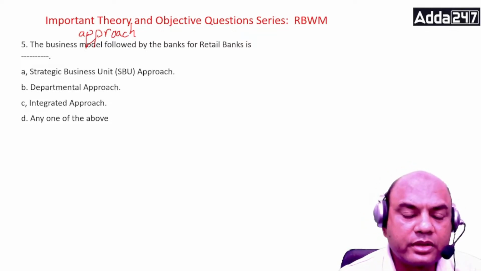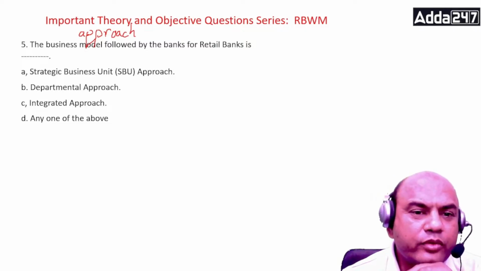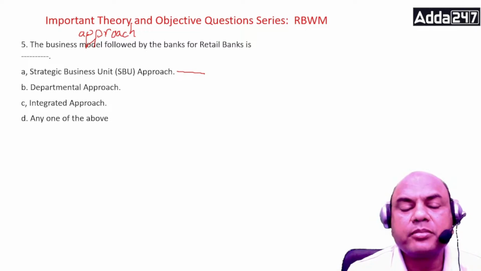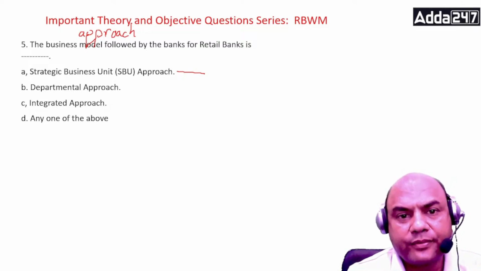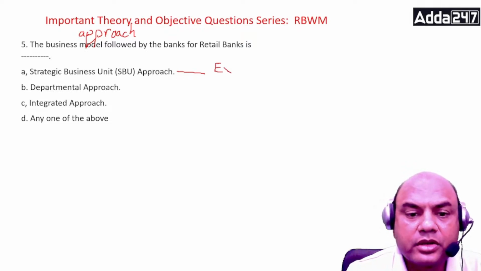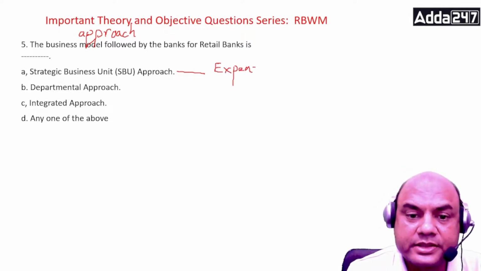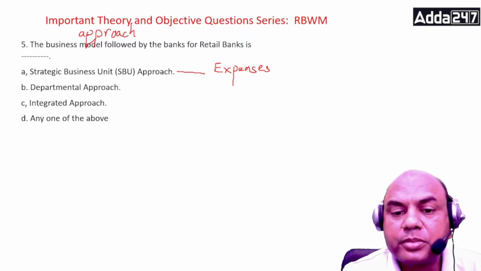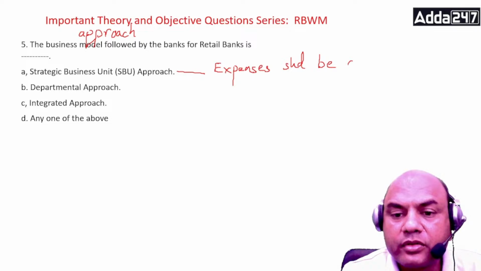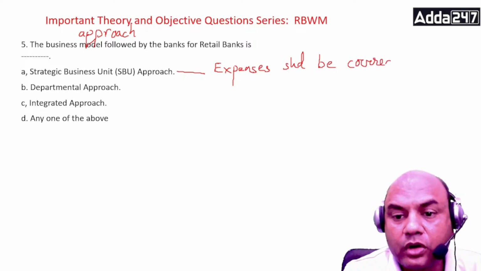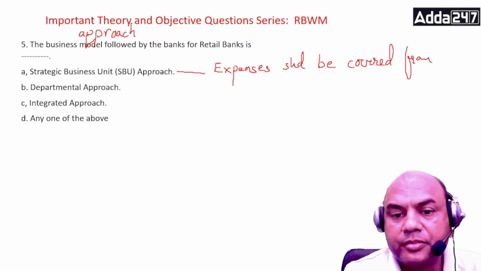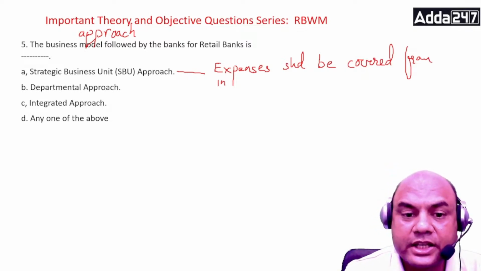Firstly, okay, I'll give you some explanations for this. SBU means what? In my own bank or my branch, my expenses should be covered. Look at this sentence: expenses should be covered from my income of the branch. That is known as the SBU approach.